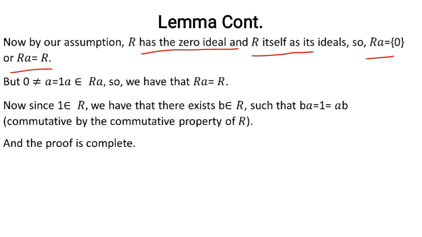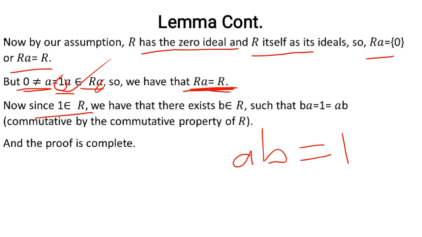But what's this? 0 is not A, right? So I can write A as 1A, and this will lie in RA. Is that true, everyone? Clearly it is, because 1 would then lie in my R and A stays as A, right? So this is true. So we have that my RA, that set I defined, is actually R itself. Now, since 1 lies in R, our goal again is to show that AB equals 1, because that shows a field, right? With A not equal to 0 and B not equal to 0, but basically that's what we want to do.